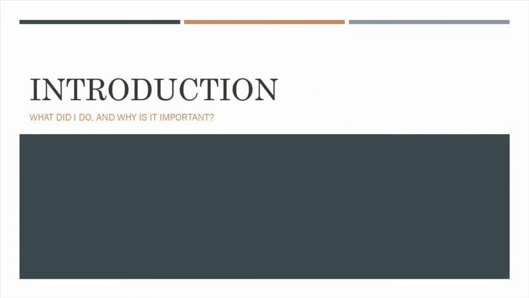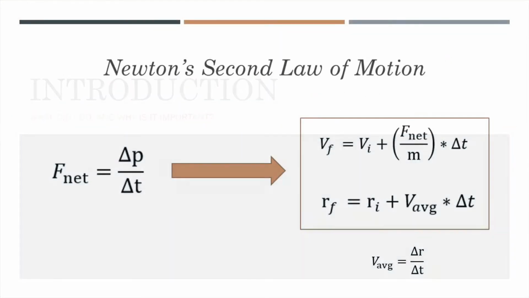This lab stems from Newton's second law of motion, which states that the net force acting upon an object is equal to that object's change in momentum over a given time period. From this equation, and through a bit of clever algebra, we can reach the velocity and position update equations, which can tell you the final velocity and final position of a given object.